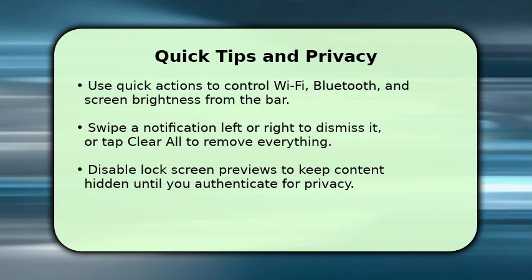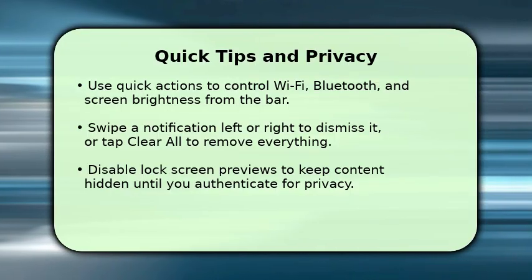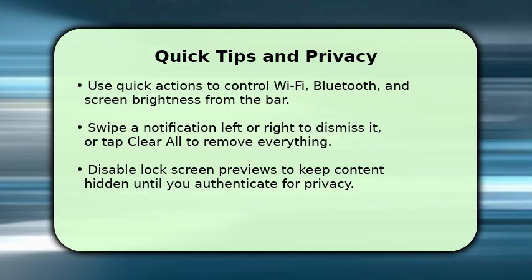Use Quick Actions to control Wi-Fi, Bluetooth, and screen brightness directly from the notification bar. Long press a quick tile to jump directly into its detailed settings page. Swipe a notification left or right to dismiss single alerts, and use Clear All to remove everything at once.